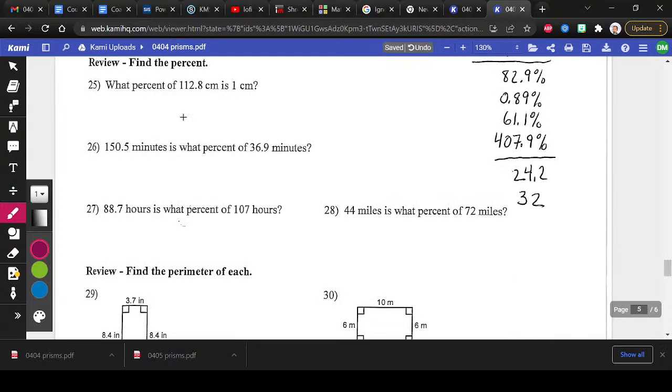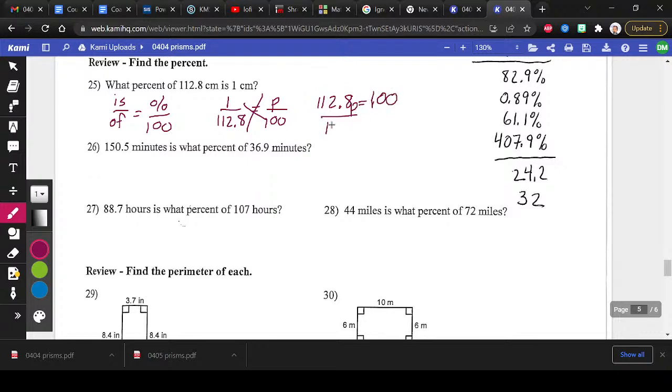Percent problems. These are the is over of equals percent over 100. So the is 1. So we have 1 over, the of is 112.8, and that equals P over 100. Cross multiply, that gives us 112.8 P equals 100. Divide both sides by 112.8, and P is going to be 0.89%.